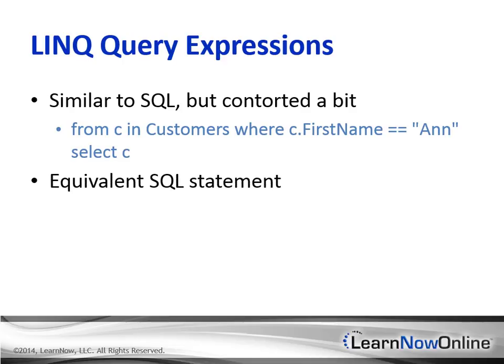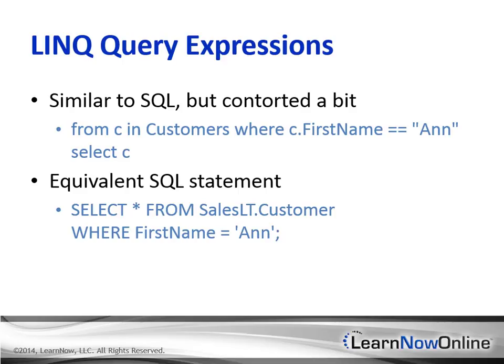All right, and then here is the equivalent SQL statement. Select star from SalesLT.Customer where FirstName equals Anne. Now I use select star there. It's a bit of a shortcut. Strictly speaking, I would say select and then list out all of the fields within the customer table. That's a little bit more of the equivalent, but select star is a shortcut.